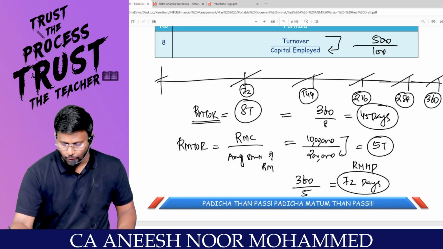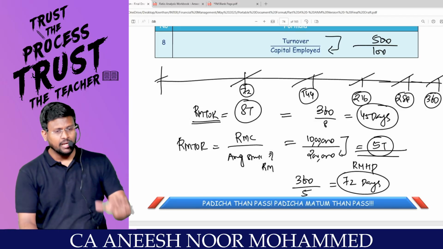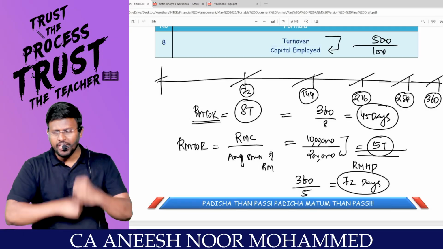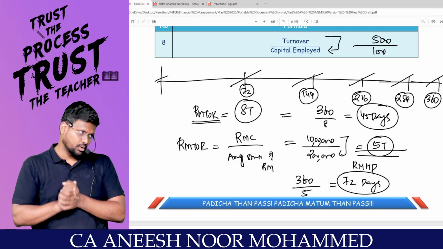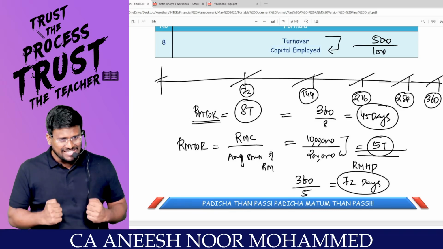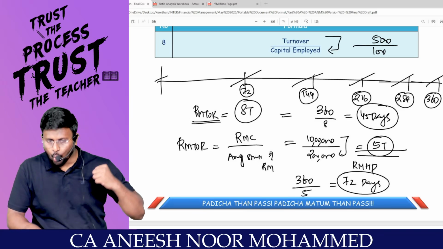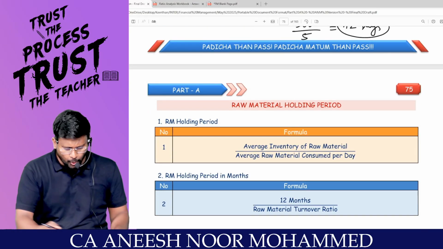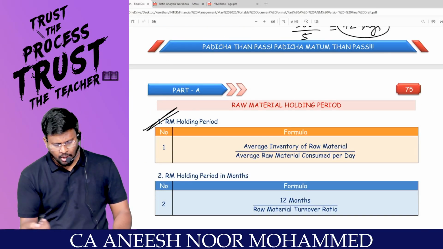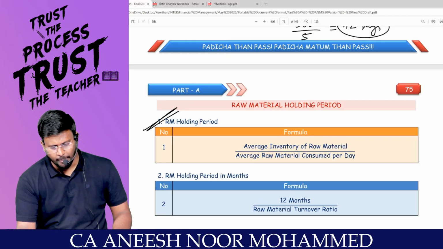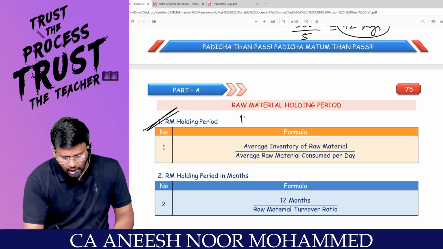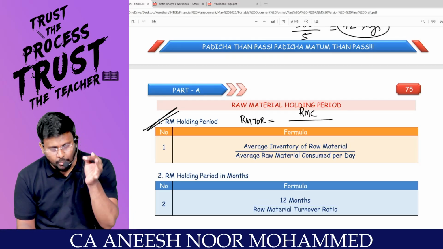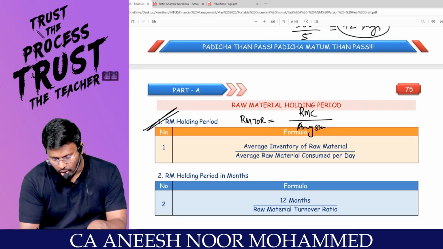So 1, 2, 3, 4, 5. That's what 5 times is the raw material turnover ratio. Both are the same. If you are saying it as rotation, turnover, that is called the raw material turnover ratio. If you want it in days, you can say it as the raw material holding period. The same formula, if you flip it, what will come? The holding period will come, which is nothing but the average inventory of raw material. So you say the original formula: the raw material turnover ratio is equal to raw material consumed divided by average stock of raw material.